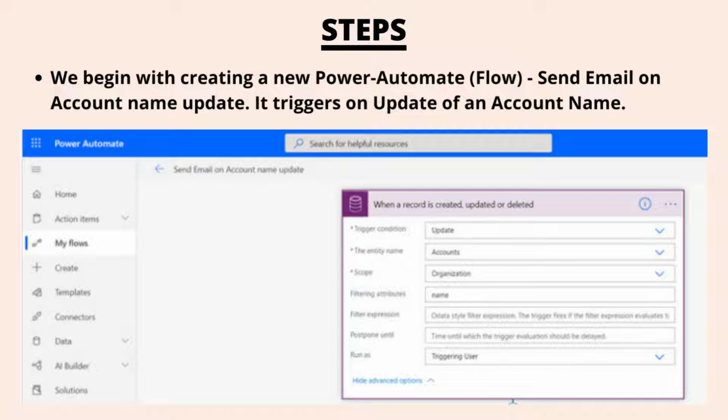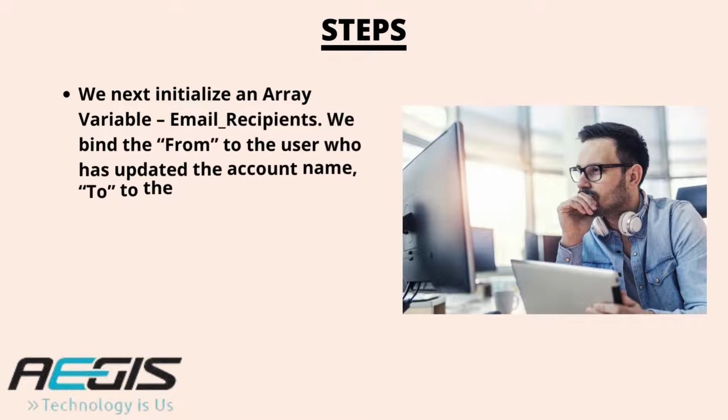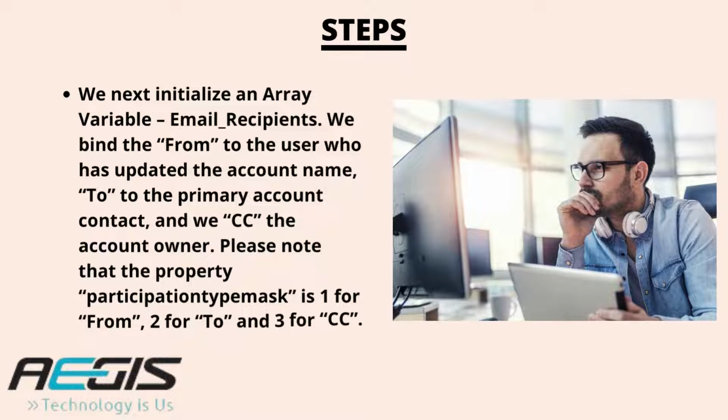We begin with creating a new Power Automate flow, send email on account name update. It triggers on update of an account name. You can see as per the image mentioned here. Next, we initialize an array variable email_recipients.